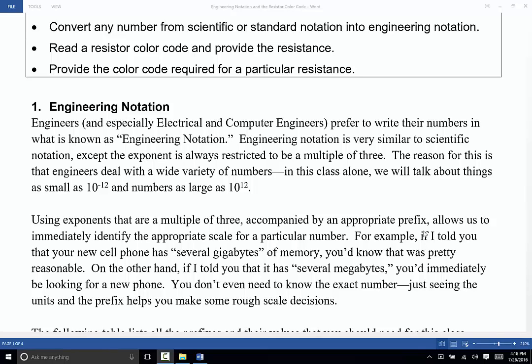So for example, if I give you a new cell phone and said, here, this cell phone has several gigabytes of memory. Well, of course, several is pretty flexible there, but as soon as you see gigabytes, you're like, yeah, that's about right for a cell phone. I'm in the right territory. I'm in the right ballpark.